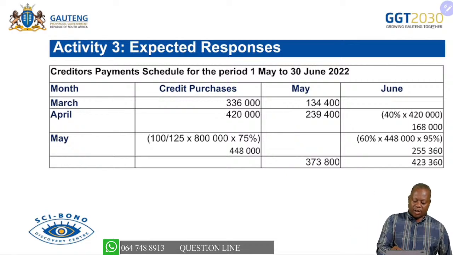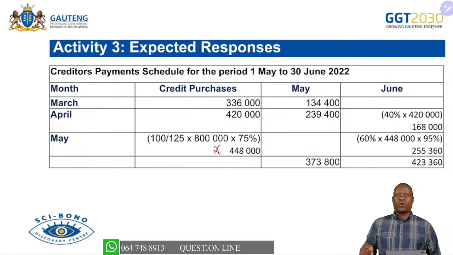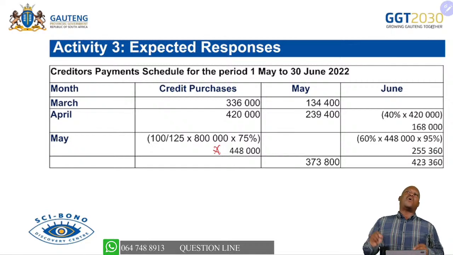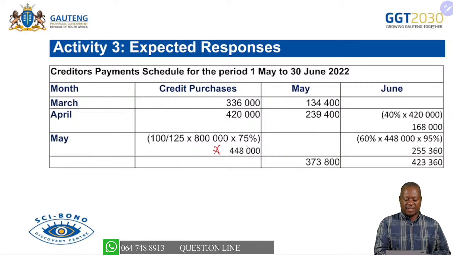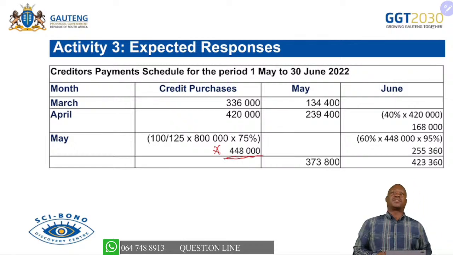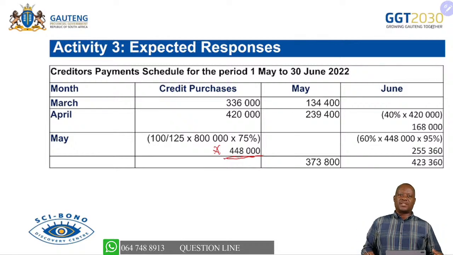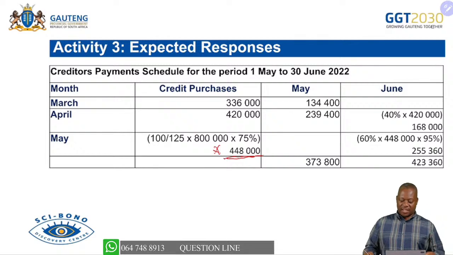Now let's see how it is going to work out. Remember, we are going to have this figure first. How do we go about it? 100 over 125 times the sales figure for the month of May. You still remember that, right? We are doing as if we are calculating cost of sales, which is our purchases. And then we remember 75% of all our purchases are on credit. So we now take the 75%, and that's how we get our 448,000. Straightforward, right? Let's hope we are getting it, boys and girls, the class of 2022.